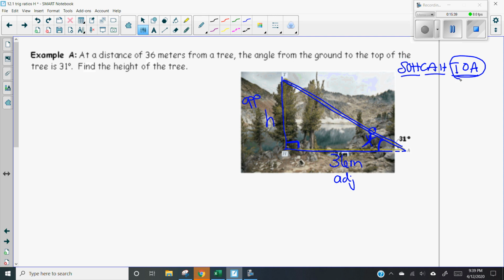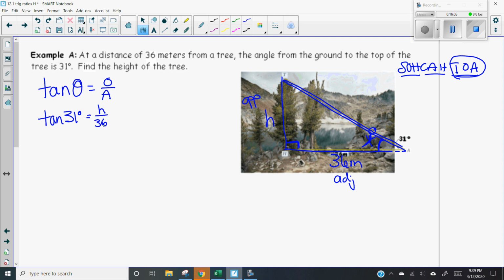Now that we've chosen tangent, we're just going to write that equation down. This is the definition of tangent. It's opposite over adjacent. And let's plug in what we have here. In this case, we have the angle, so we're going to take out theta and replace that with 31 degrees. The opposite side, we don't know. We're just going to call that H. And the adjacent side we have is 36.